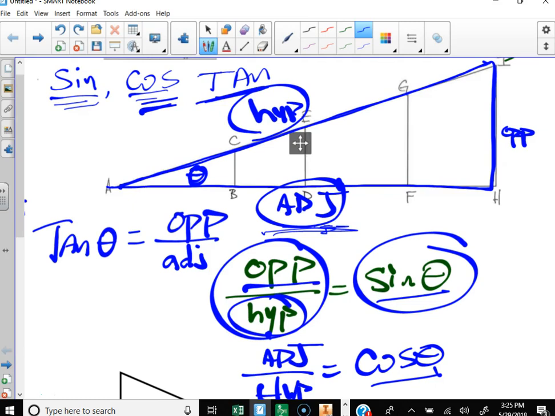Tangent has a much wider range of values. In this case, for the triangle I've drawn, the tangent of this angle would be less than 1. But if you think about it, what about the tangent of this angle? Sorry, wrong. What about this angle? Well, its opposite is much longer than its adjacent. So in this case, the tangent of this angle here would be more than 1. So tangent has a bigger range of values.